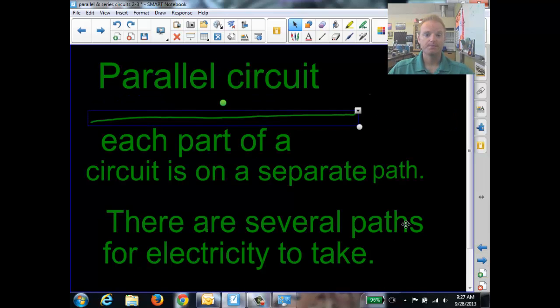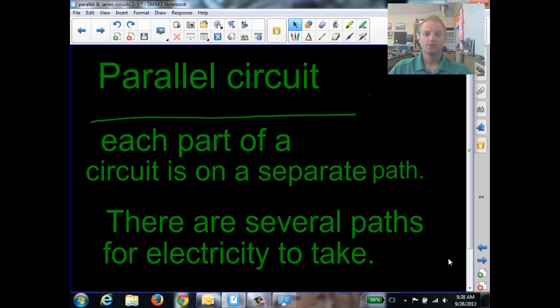Our next type of circuit is a parallel circuit. In a parallel circuit, like the name says, the parts run their own separate paths. They're parallel to each other. So in a parallel circuit, each part of a circuit is on a separate path. So there are several paths for electricity to take. This way, if one part of the circuit breaks, the rest will still work.